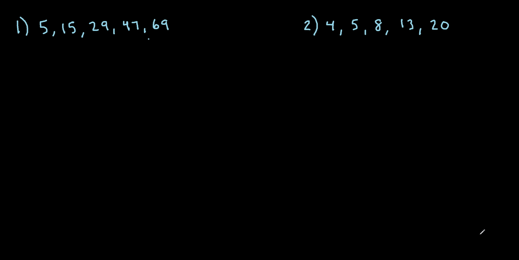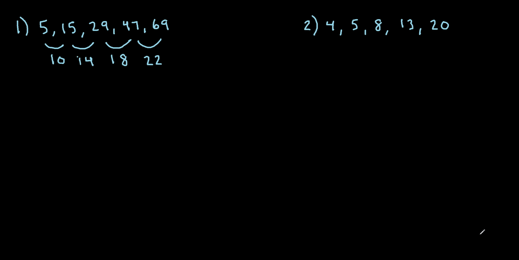So the first step to finding the nth term of this quadratic sequence is we first need to find the first difference between each consecutive value. So to go from 5 to 15, what do we need to do? We need to add 10. And now to go from 15 to 29, what do we need to do? We need to add 14. From 29 to 47, we would have to add 18. And to go from 47 to 69, we would have to add 22. So that's the first difference.